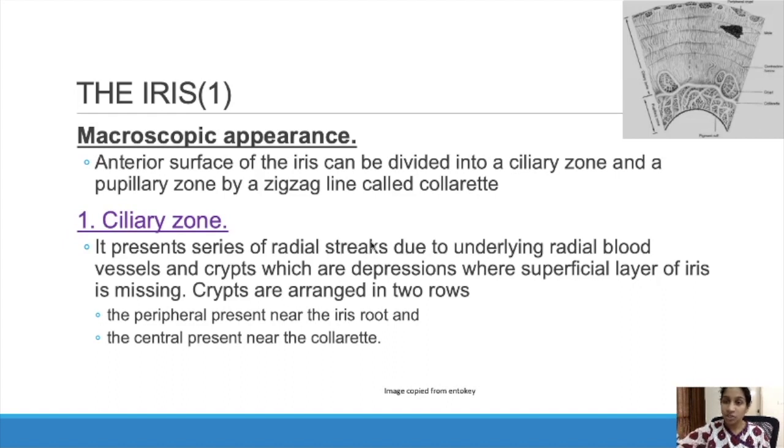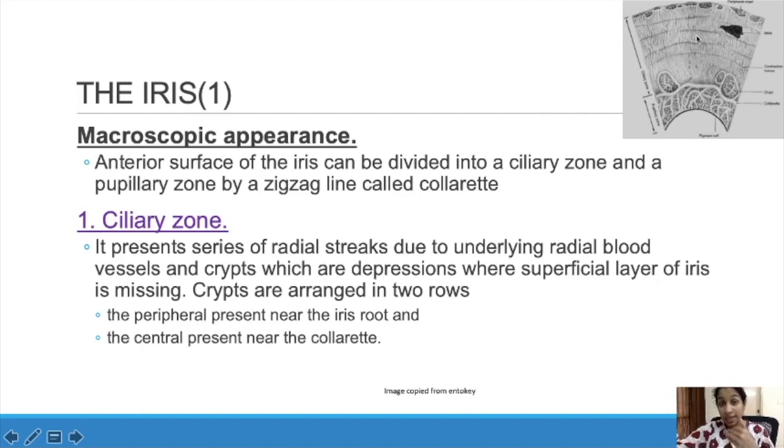You can see in this picture. So here you can see, this is a cut, a small portion taken, right? You have to imagine it like a CD. Okay, so this is the colorata. This is a zigzag line in the iris. This is known as colorata. This portion is the pupil. Near the pupil is known as pupillary zone, and this peripheral part is known as ciliary zone. So here you can see these are the radial streaks.